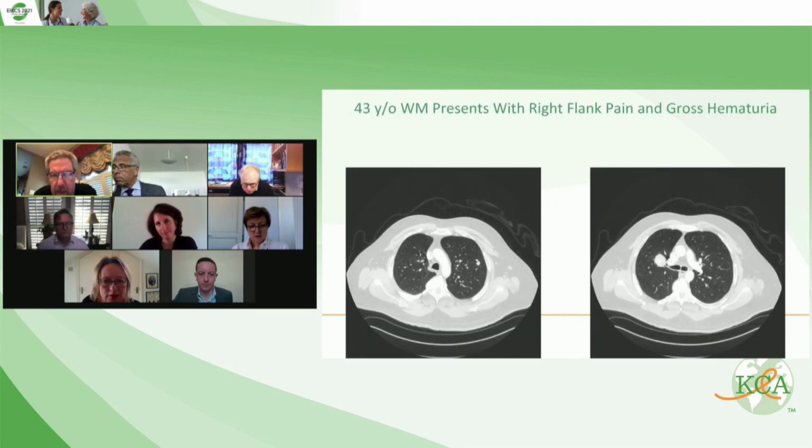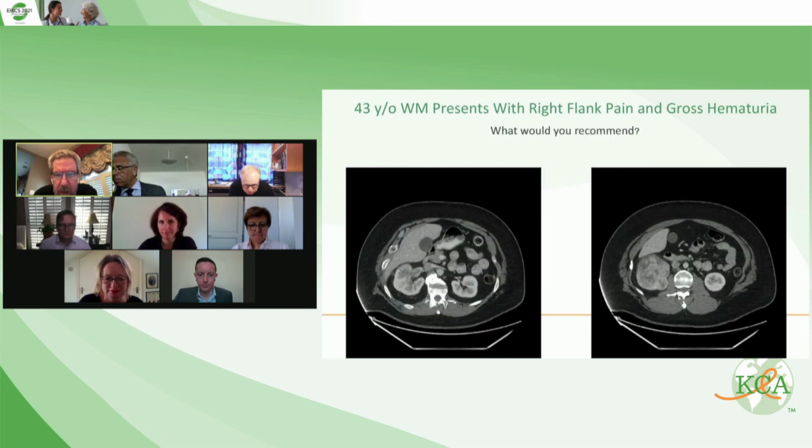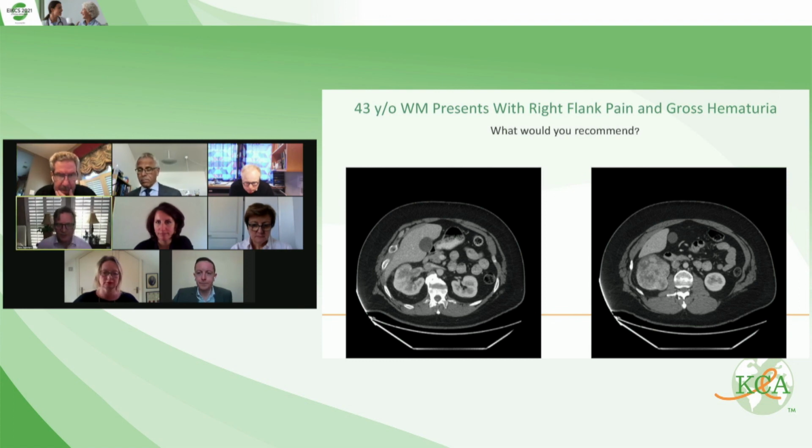And you can see the pulmonary nodules. And you can see the locally advanced tumor involving the right kidney. So let me just throw this out first to Dr. Hammers. How would you recommend treatment for this patient? Biopsy and then consider systemic therapy. And if it came back clear cell, what would you recommend? Nivo-Epi. Okay. Would anyone consider cytoreductive nephrectomy in this patient who has pain and gross hematuria?